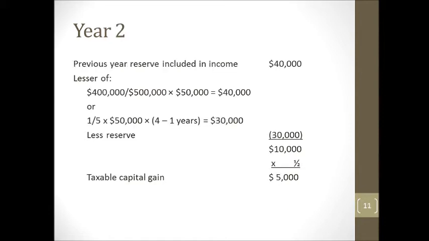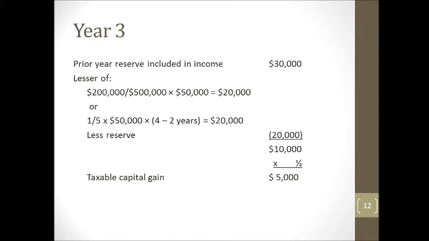On the next slide now, we have the year 2 calculation. As shown here, we have to start off by adding back last year's reserve of $40,000. Then we get to calculate a new reserve for year 2. Again, using the lesser of formula, we calculate the new reserve for year 2 to be $30,000. Overall then, we have a net income inclusion of $10,000, of which, again, 50% is taxable because this is a capital gain.